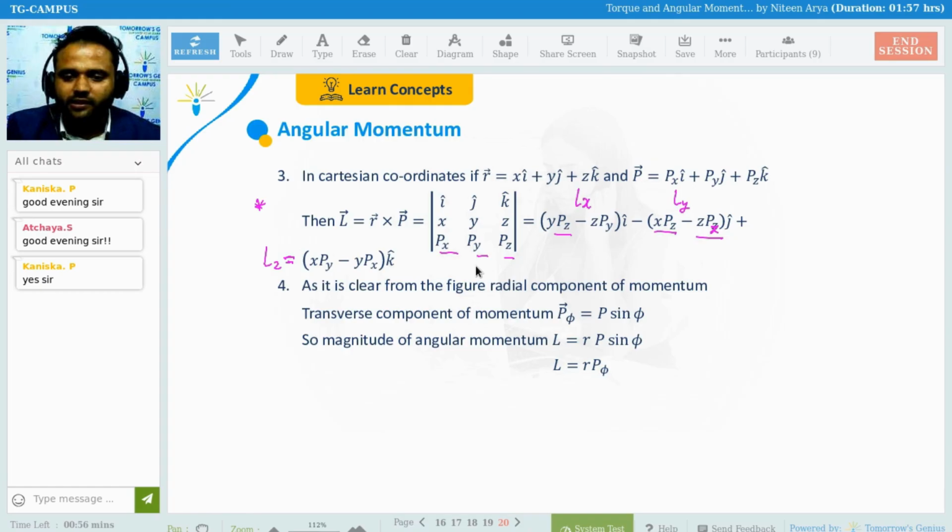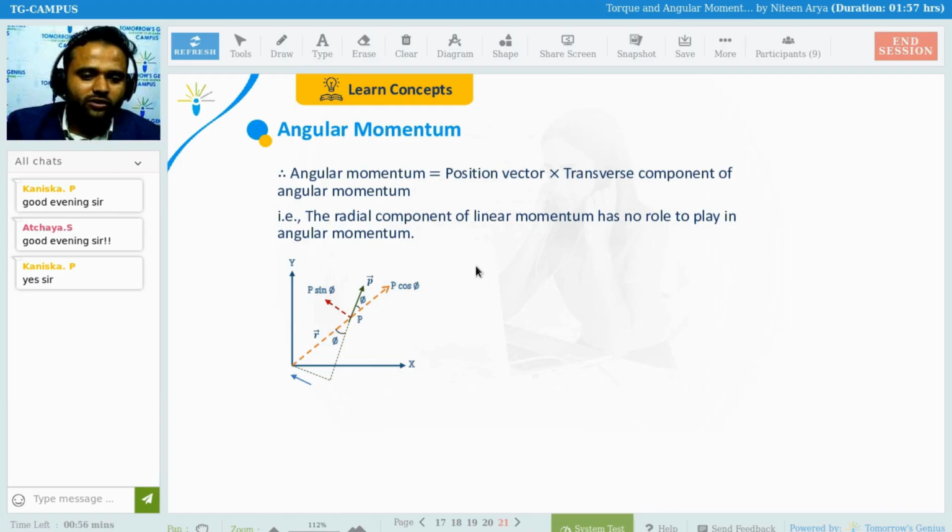It is clear from the figure, the radial component of momentum and the transverse component of momentum, p phi equals p sine phi. So the magnitude of angular momentum L is r p sine phi, or r p phi. That is the same thing we already did for torque. That is your diagram: r is here, p is in this direction, and p sine phi. So either you can find the transverse component of momentum and multiply by the position vector r directly, or you can multiply r sine phi with p directly.